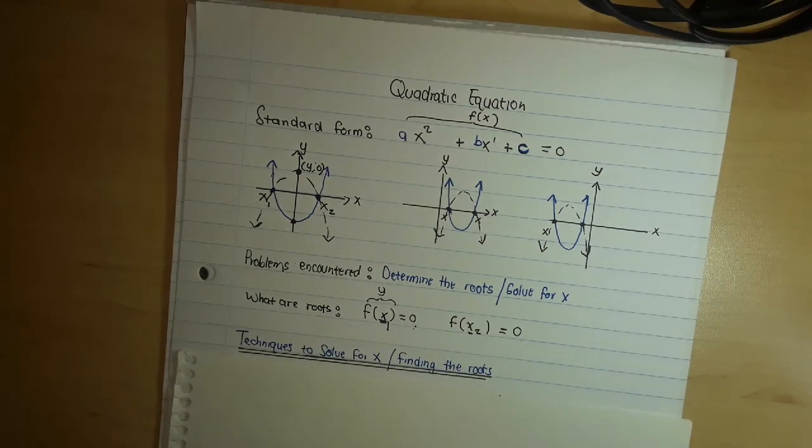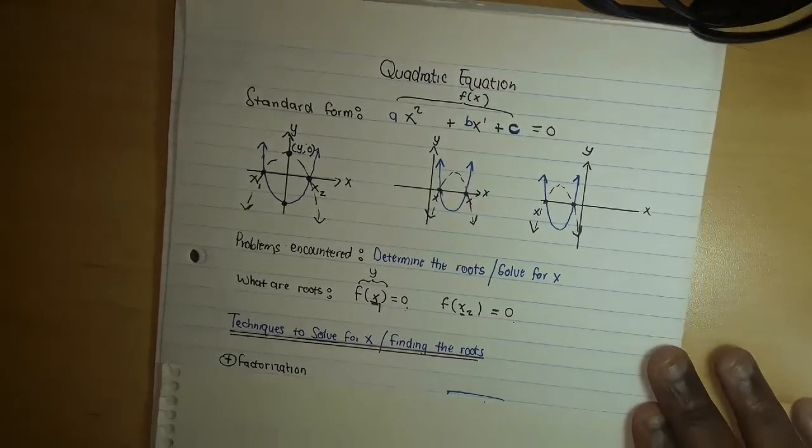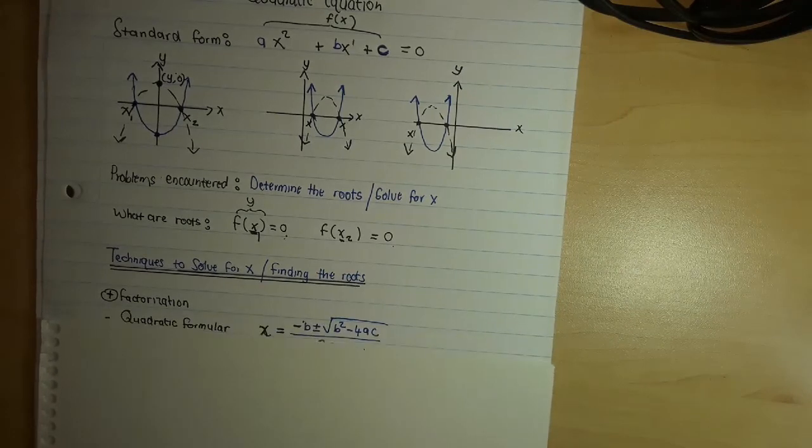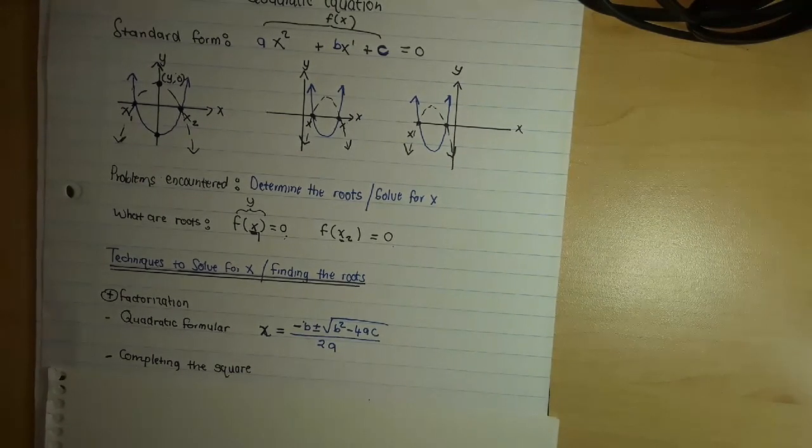So in this section, we'll learn techniques on how to solve for x or find roots. The first technique that we're going to use is factorization. The second technique is the quadratic formula, which basically immediately solves for our roots, or rather our x-intercept values of x. And then the last technique we'll look at is completing the square.